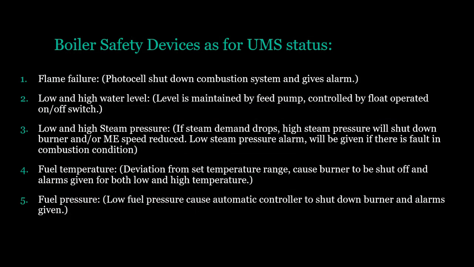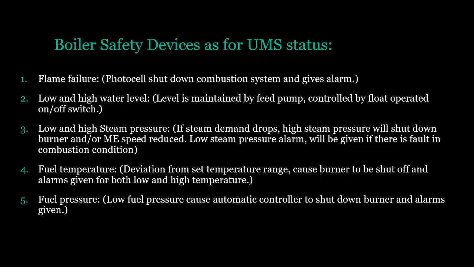Boiler safety devices as for UMS status: flame failure, photocell shuts down the combustion system and gives alarm. Low and high water level is maintained by feed pump, controlled by float operated on/off switch. Low and high steam pressure: if steam demand drops, high steam pressure will shut down burner and/or speed is reduced. Low steam pressure alarm will be given if there is a fault in combustion condition. Fuel temperature: deviation from set temperature range causes burner to be shut off, and alarms given for both low and high temperature.